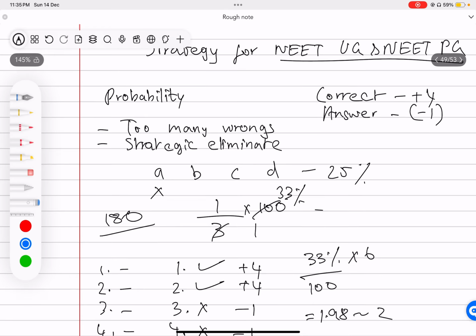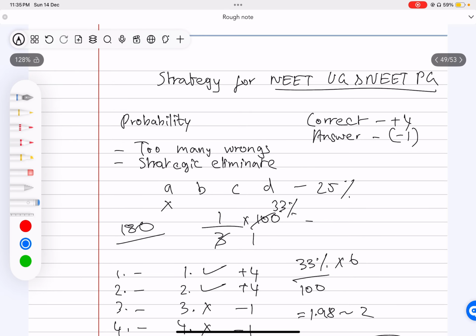Today, we are going to talk about strategy for NEET UG and NEET PG. This is for both NEET UG and NEET PG. Now, we are going to use probability and try to give you a better strategy to answer your questions. This will be helpful for someone who has made too many wrongs. If you think you're losing too many marks in negative, you can use this strategy and learn how to eliminate strategically.